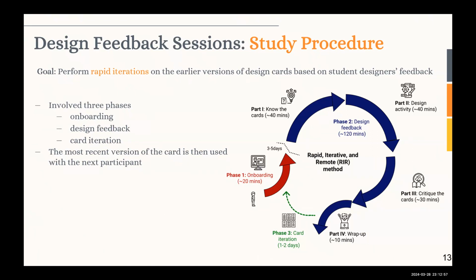Therefore, through an iterative design feedback session, our goal was to perform rapid iterations of the earlier version of the cards based on participant feedback. And we continued this iterative process until the feedback from participants did not trigger any major changes in the cards. The study comprised 3 phases: onboarding, design feedback with the design activity and critique session, and lastly, the card iteration phase. The most recent version of the cards is then used with the next participant.